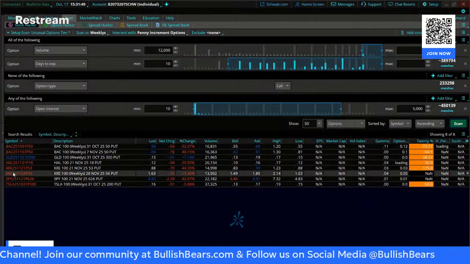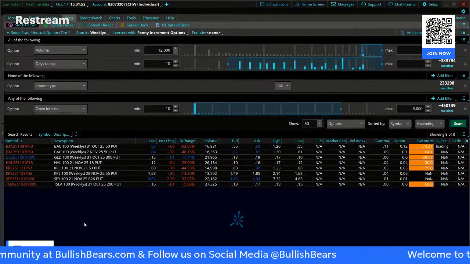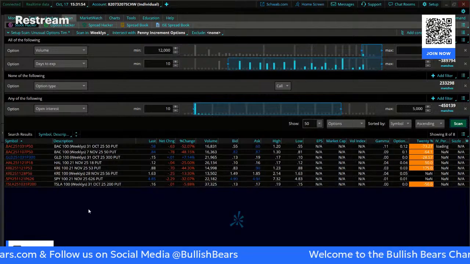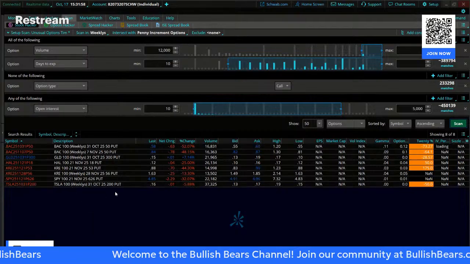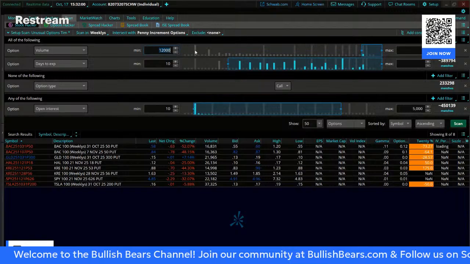Bank of America and banks in general and Tesla are the ones that showed up. And so those also would be something that I'd want to dig into. So for me, no matter what, I don't want 3,000 in there.